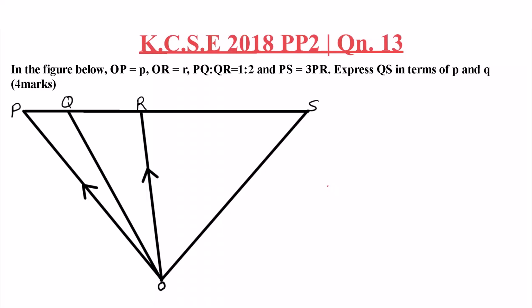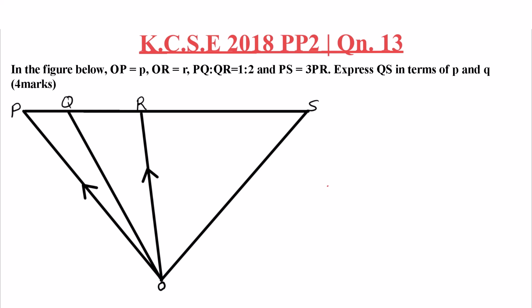KCSE 2018 paper 2 question number 3. The question is on vectors. In the figure below, OP is equal to p, OR is equal to r, PQ:QR is equal to 1:2, and PS is equal to 3PR. Express QS in terms of p and r. 4 marks. So the diagram is here.